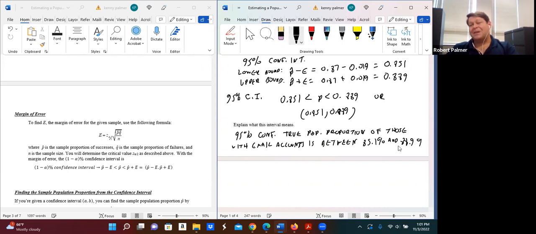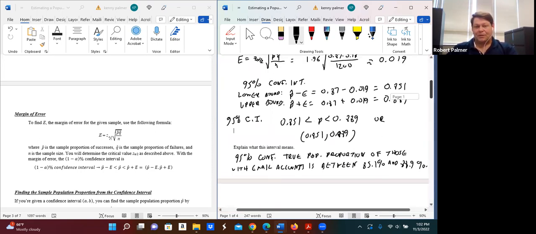So let me say that again. What this means then is I'm 95% confident that the true proportion, the true percentage of those who have email accounts in the real population based on this, is between 85.1% and 88.9%. Now, I don't know where it is in there, but I'm 95% confident, based on this method, that it is in there.